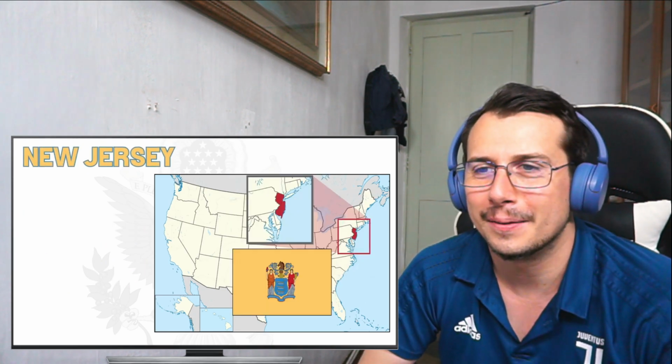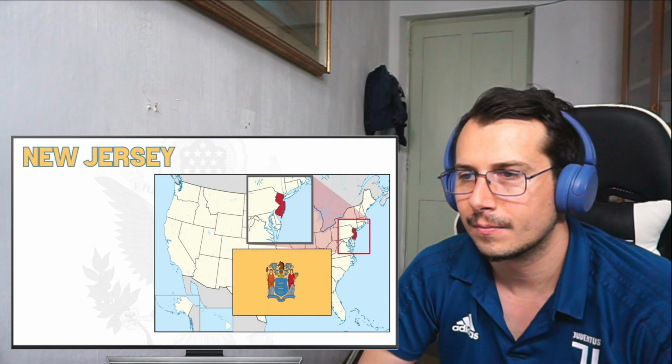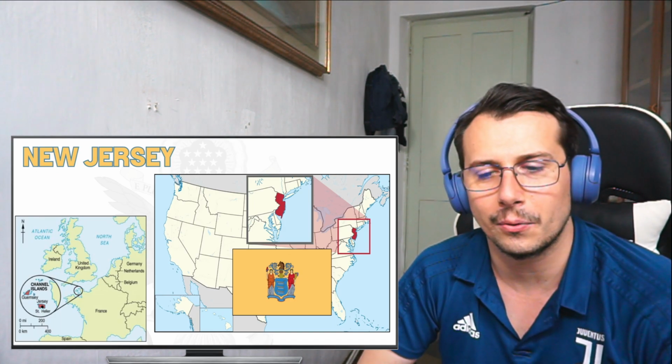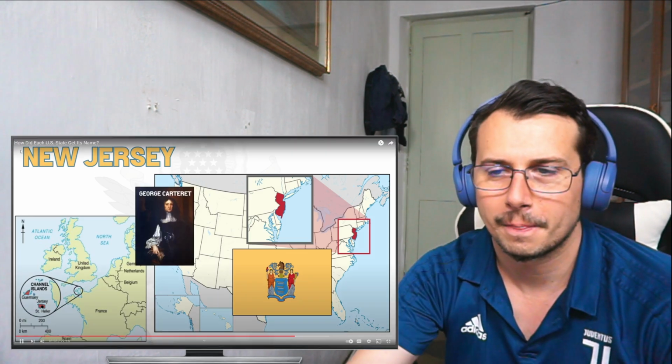New Jersey follows New Hampshire's example and is named after Jersey, the largest of the British Channel Islands, and the birthplace of one of the colony's 2 co-founders, Sir George de Carteret.